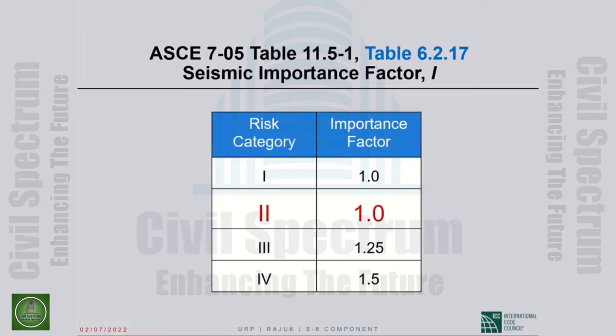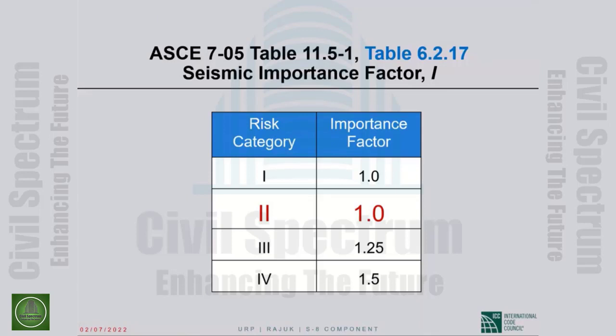Okay. The importance factor I is 1.0 for risk category 2. In your case, it is not risk category, it's occupancy category. I didn't notice that. However many times I go through the slide sets, this always happens, and this always bothers me.